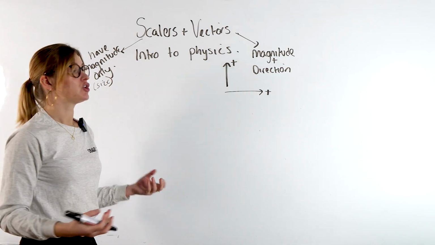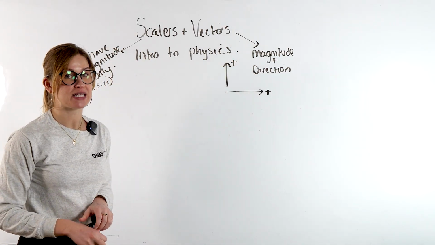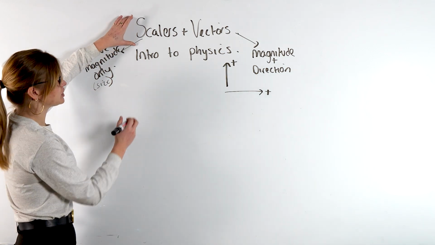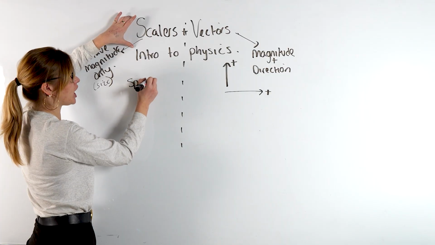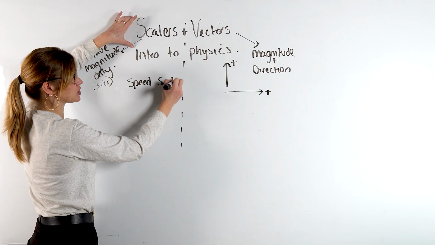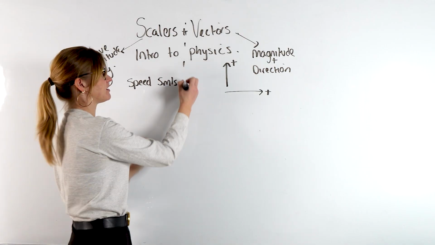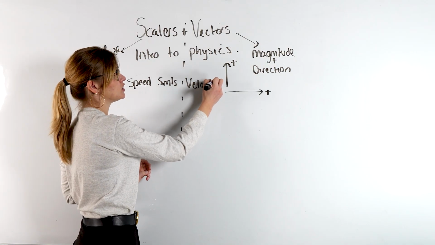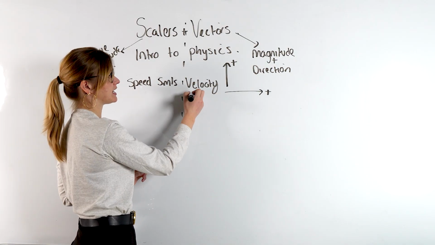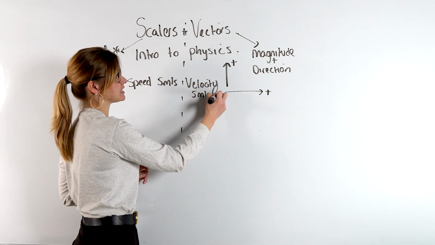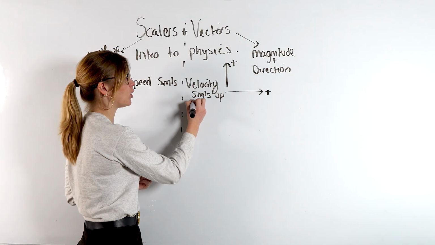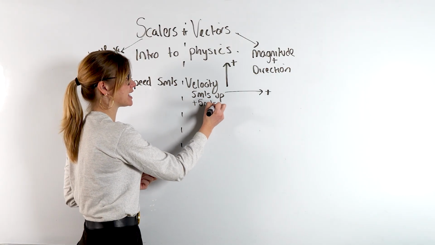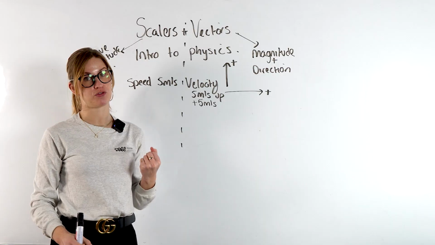So if I was to say to you, I threw a ball up at 5 meters per second, the scalar there is going to be my speed. I threw it up at 5 meters per second, but the vector there is my velocity. So the velocity is me saying I threw it 5 meters per second up. Or you could say 5 meters per second north. Or I could just say positive 5 meters per second because I take up as always positive.